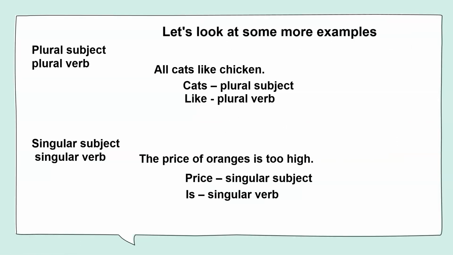Let's look at some more examples. So, plural subject, plural verb. All cats like chicken. Now cats is plural, like plural verb. Singular subject, singular verb. The price of oranges is too high. Now again you need to focus here, what is the subject? What we are talking about? We are talking about the price. We are not talking about oranges. The price is taken as uncountable. That means singular subject, so singular verb.